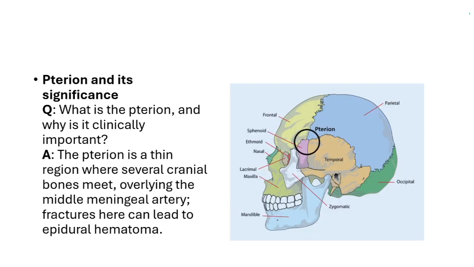What is the pterion and its clinical importance? The pterion is a thin region of the skull overlying the middle meningeal artery, and its fracture can lead to epidural hematoma.